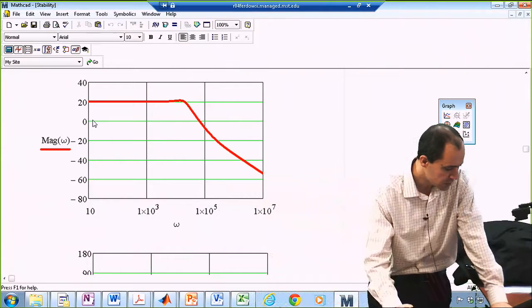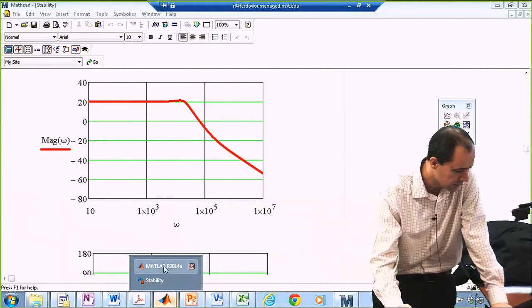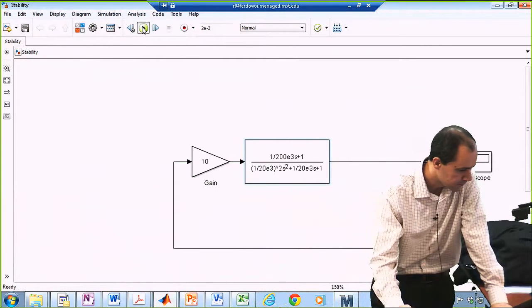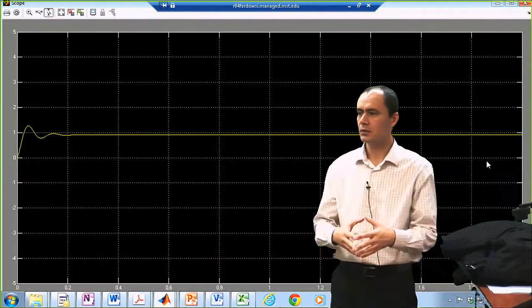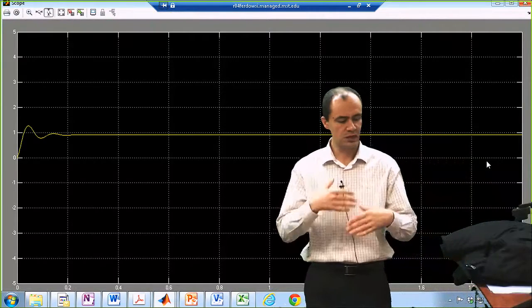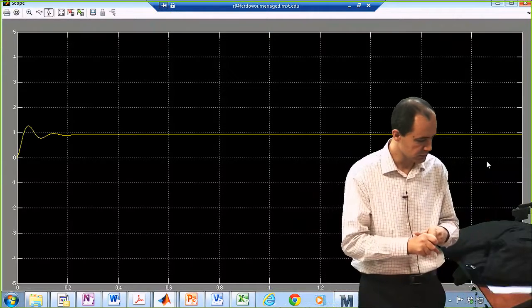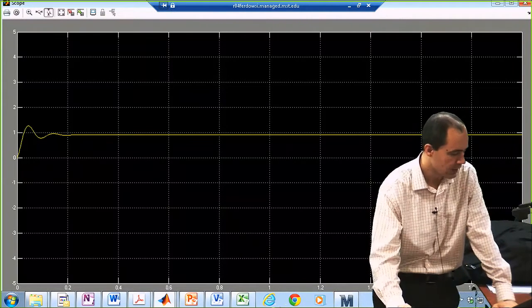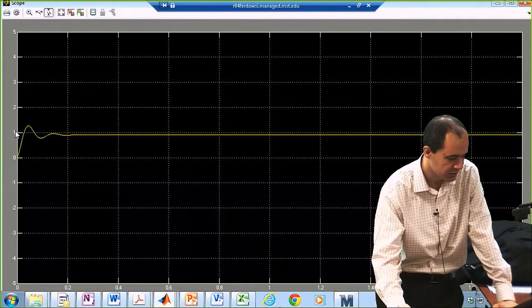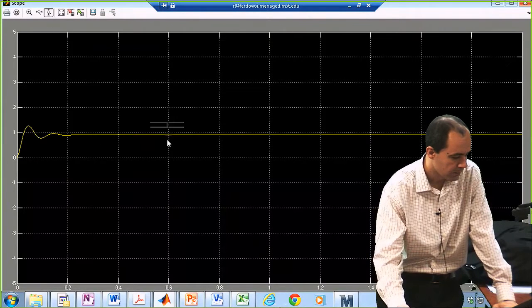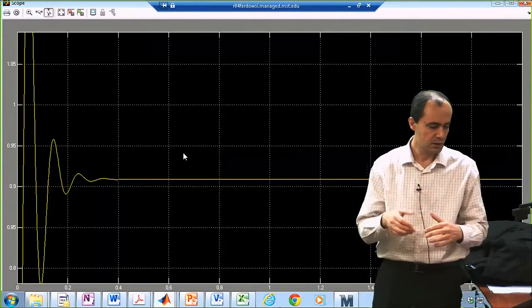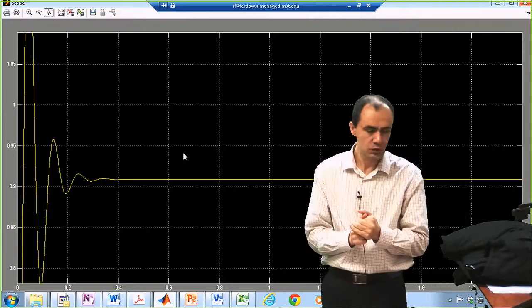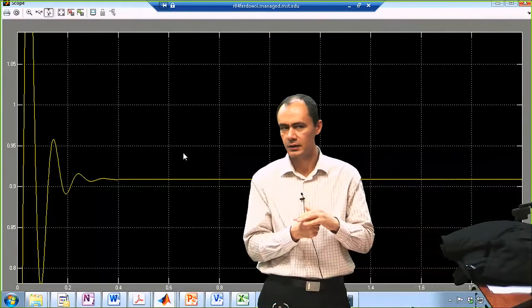So if you go back to the time domain simulation and simulate it, you can see the system is stable. The output voltage, or the output, whatever it is, not necessarily a voltage, is trying to track 1, which is our reference. There is a second order behavior going on, but there is a steady state error in here. You can see that it is around 0.91, something like that.